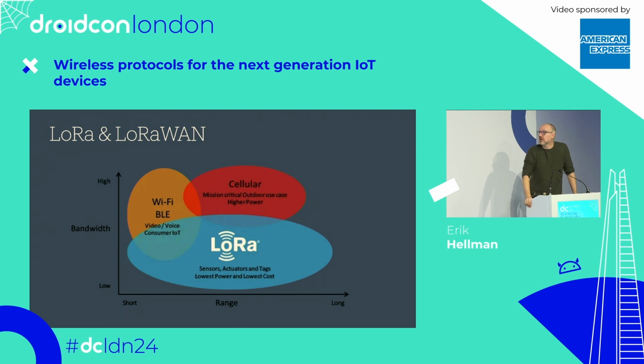Comparing LoRa with Wi-Fi, BLE, and cellular, it looks like this. Bandwidth is much lower, the range is much better, the power consumption is super low. Okay.